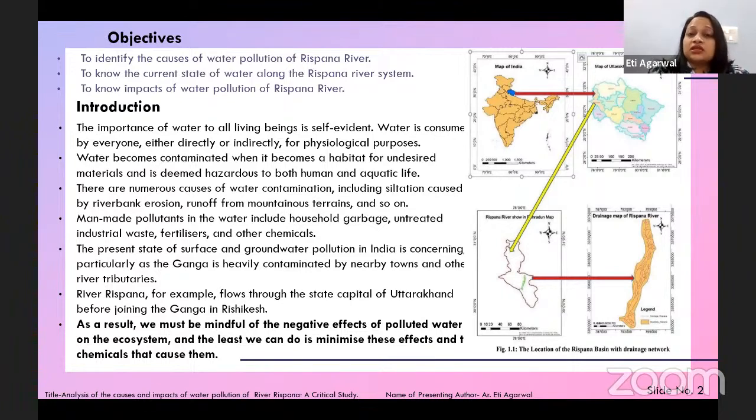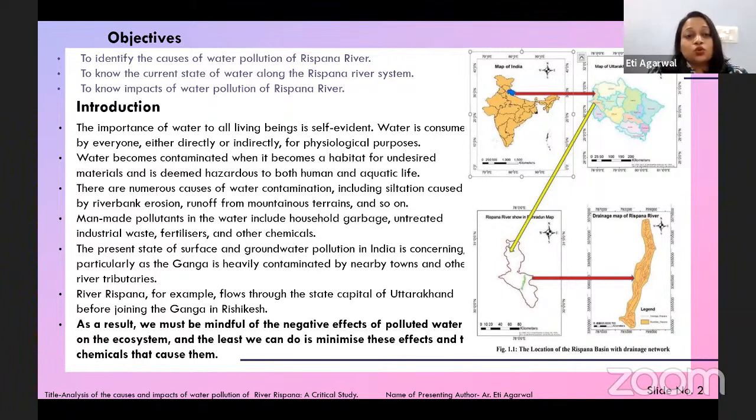Now, the man-made causes that are happening in this river as well as in other rivers are the disposal of household garbage, untreated industrial waste, fertilizers, and other chemicals that are being dumped into the river basins, and nobody is taking care of them, or only a little care is being taken. The present state of the surface and groundwater pollution in India is very concerning, especially in River Ganga, which is heavily contaminated by the nearby towns. So Haridwar, Rishikesh, and all the major cities of Uttarakhand are part of this. And then this river is further going through Uttar Pradesh.